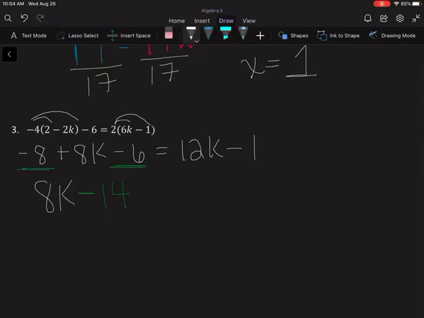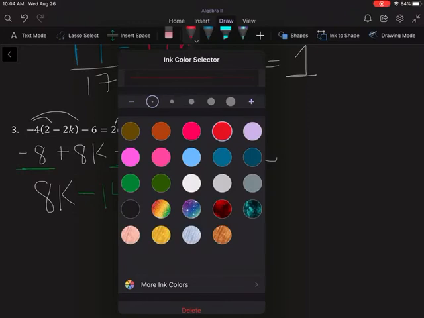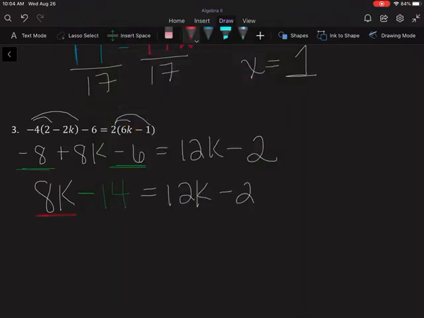And then drop down the 8k is equal to, and then we have, I put a 1 there, didn't I? That should be a 2. Grr, that stuff makes me mad. Okay, and then 12k minus 2 just gets dropped down there. Now let's combine like terms. So I'm, again, going to move this 8 over here. Okay? And what can I do? Boom, boom. I can.